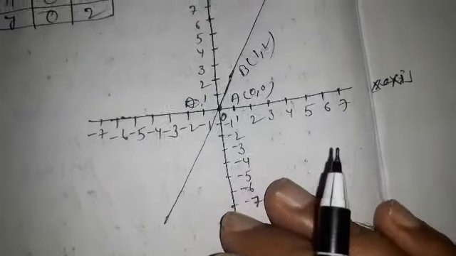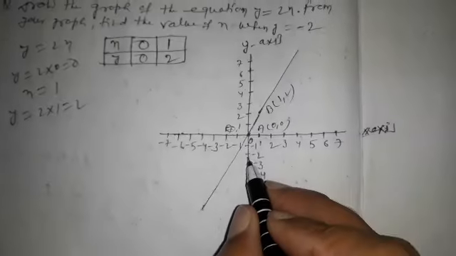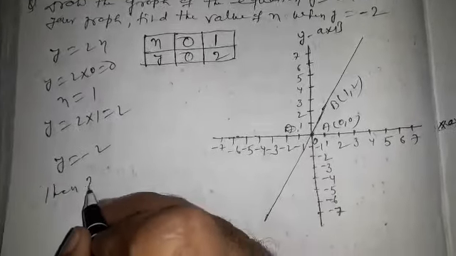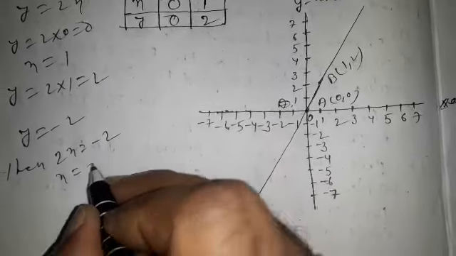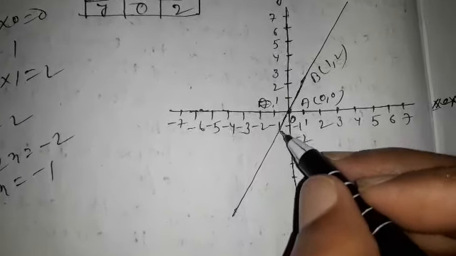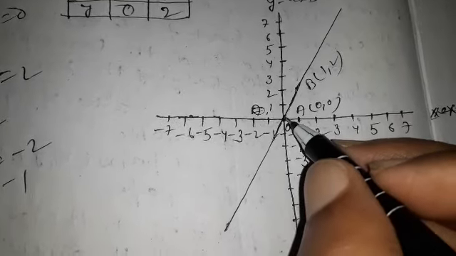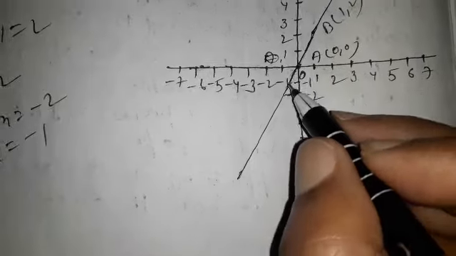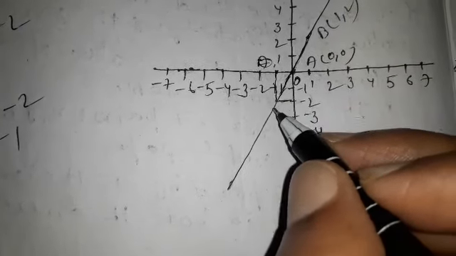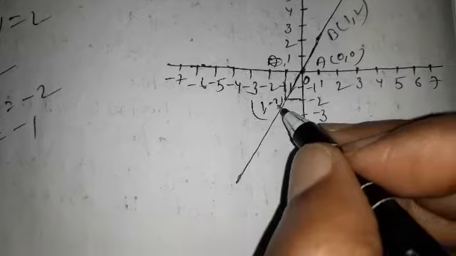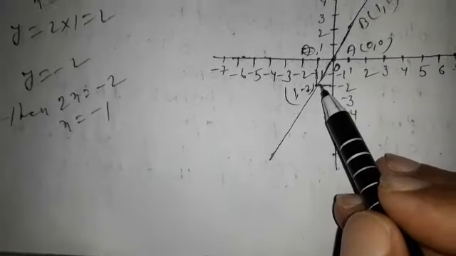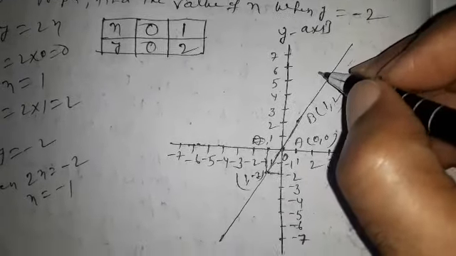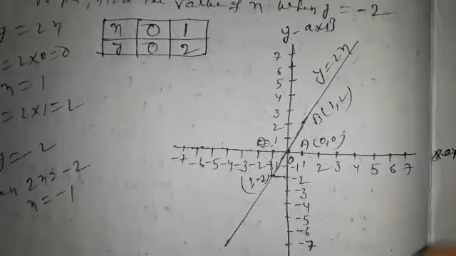If y is minus 2, then what is the value of x? If y is minus 2, then 2x is equal to minus 2, so x is equal to minus 1. It means x is minus 1 when y is minus 2. This is the point on this line, the graph of the equation y is equal to 2x.